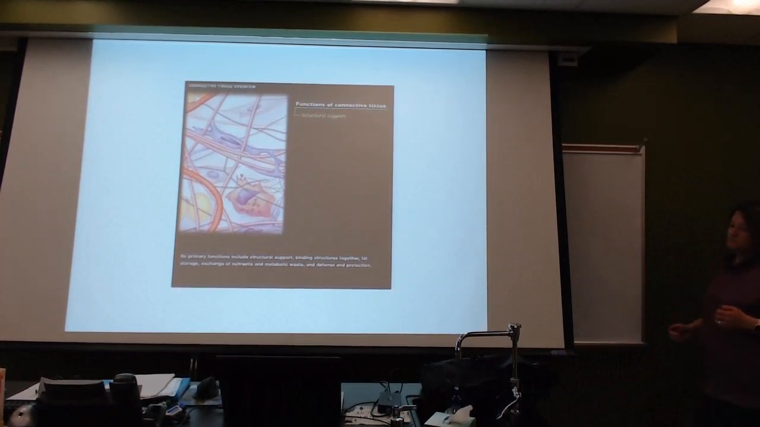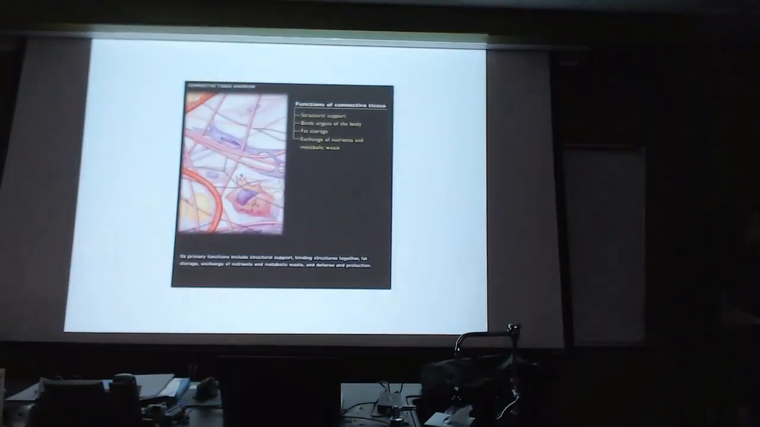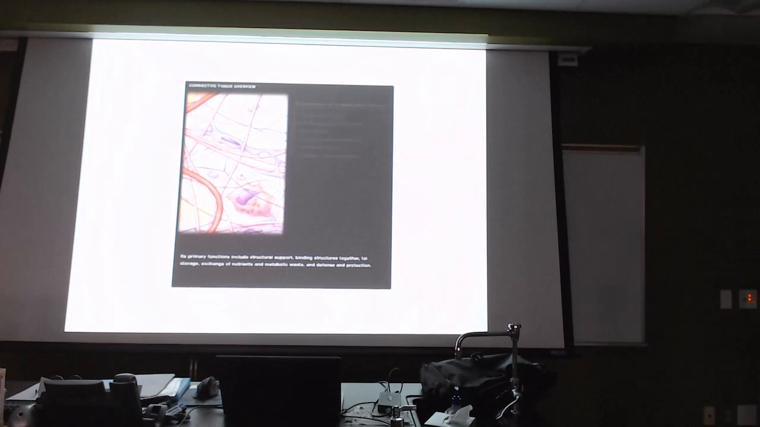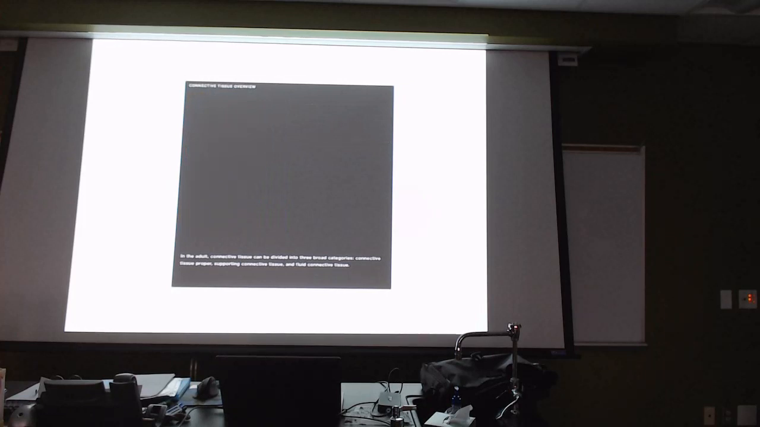Functions include structural support, binding structures together, fat storage, exchange of nutrients and metabolic waste, and defense and protection. All connective tissue share three basic components: cells, protein fibers, and ground substance. Together, the protein fibers and ground substance form the extracellular matrix. The proportions of these components, in addition to different cells and protein fibers, help define the various categories of connective tissue. In the adult, connective tissue can be divided into three broad categories: connective tissue proper, supporting connective tissue, and fluid connective tissue.